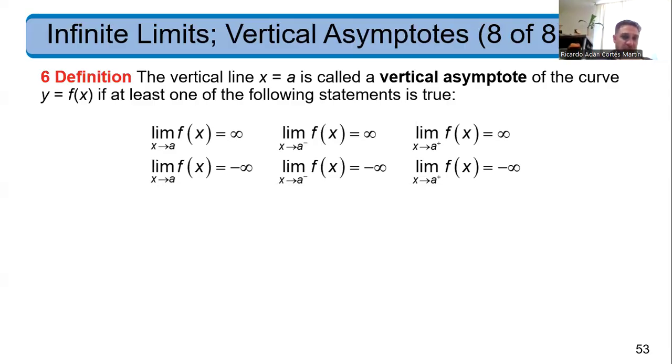And okay, I already mentioned that the line for the value of a is called a vertical asymptote, and we're going to call it a vertical asymptote if any of the following is true. Okay, so it doesn't matter if we have a function that comes from one side and doesn't have an infinite limit. If from one of the sides has an infinite limit, then we have a vertical asymptote.